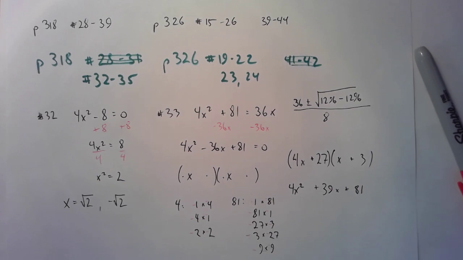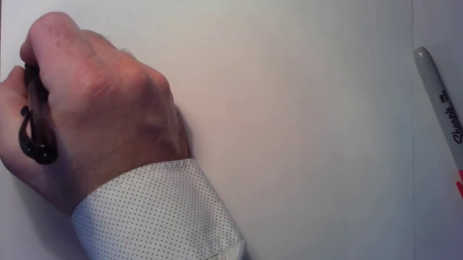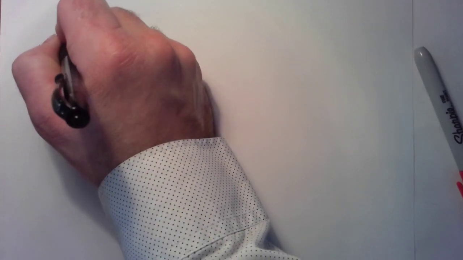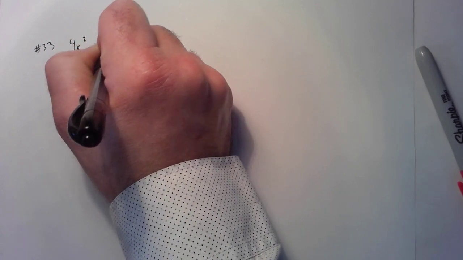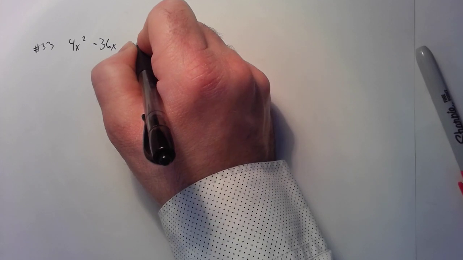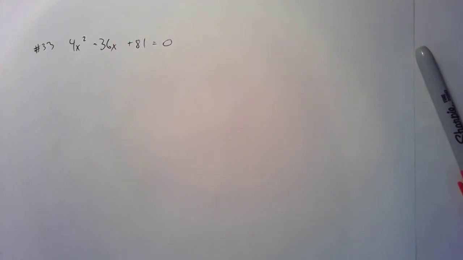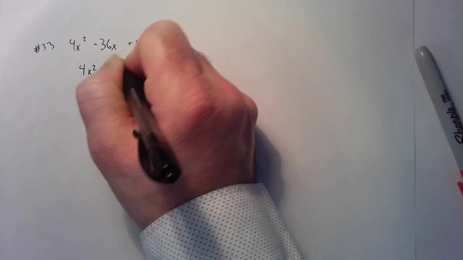I'm going to try this one more time in vertex form. I need a new sheet of paper because I'm actually out of room. I'm going to do this one more time, but in vertex form. Number 33. One more time. It's 4x squared minus 36x plus 81 equals 0. I'm just going to make this a little tidier. I'm going to subtract 81 from both sides, and it'll help get my mind in the right place to complete the square.